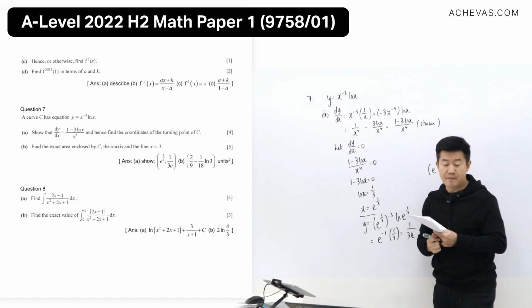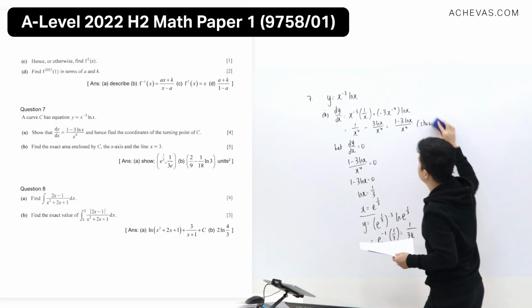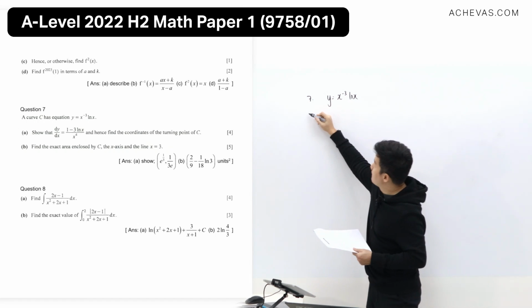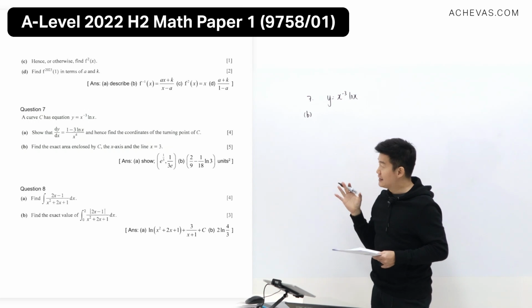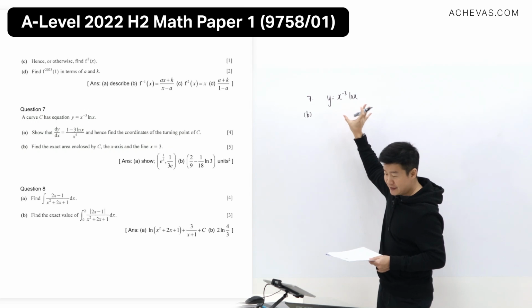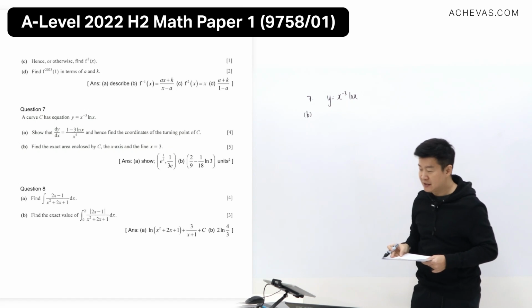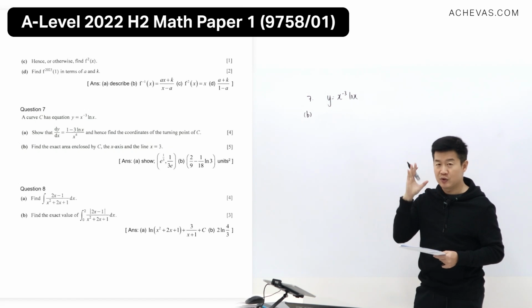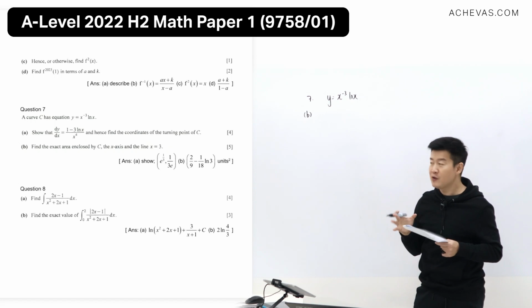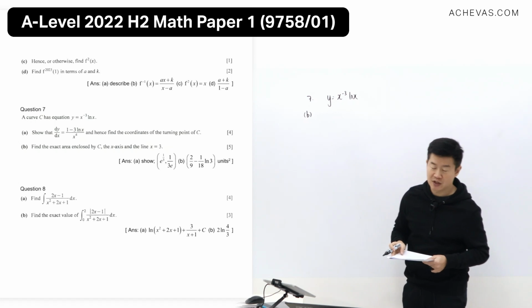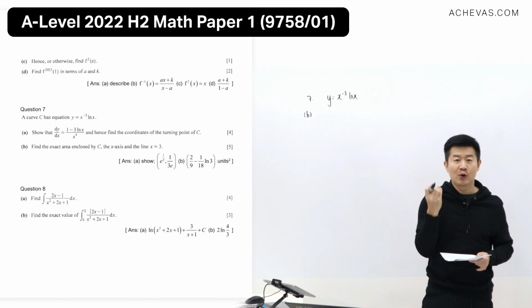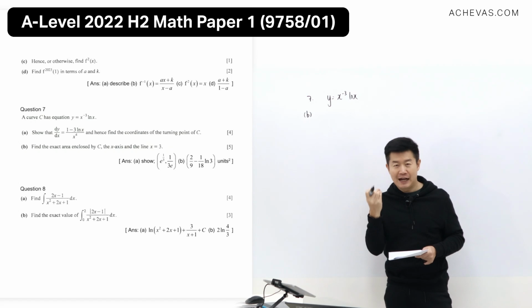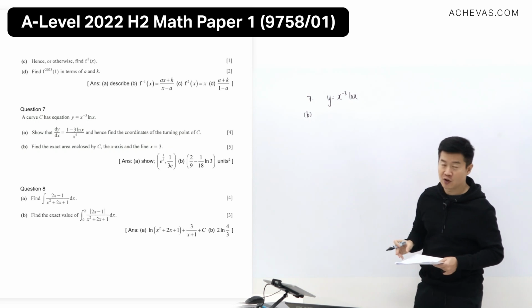Let's go to B. In part B, we are going to be working on finding the exact area that is bounded by this curve C, the x-axis, and the line x is equal to 3, which is a vertical line. I think the very first thing that we should try to do when we see a question like this is to make use of our graphing calculator to sketch a graph so that we can visually identify the region that the question is talking about.